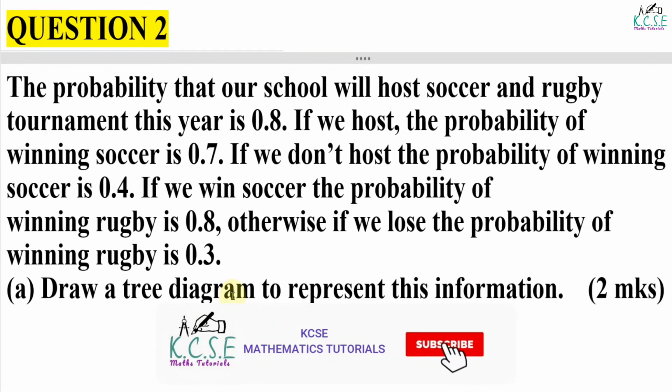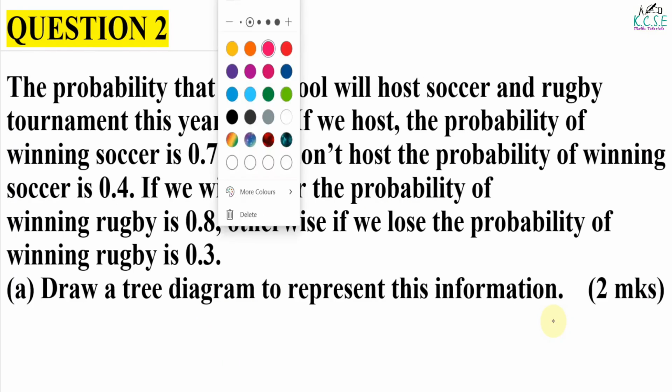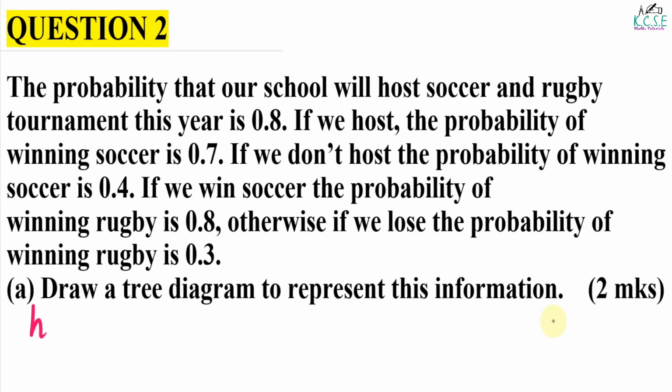So we need to draw this tree diagram, and before we draw it, we need to decide on the initials you're going to use, the letters to indicate the probabilities. So there is the probability of hosting the soccer and rugby tournament. We shall have letter H. This will show the probability of hosting.